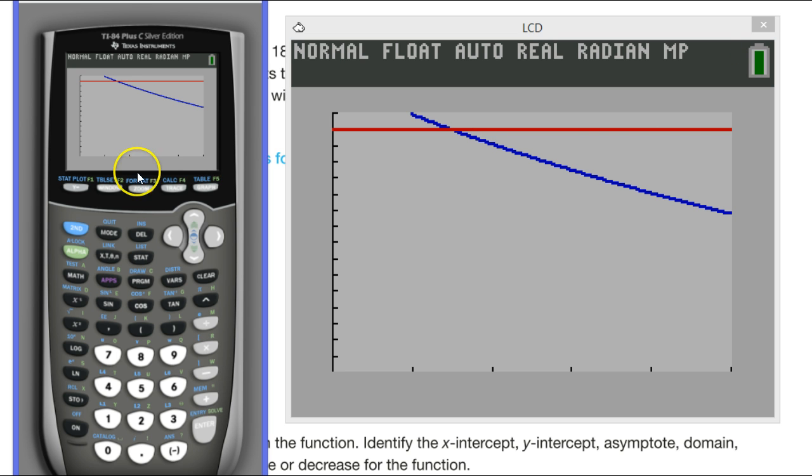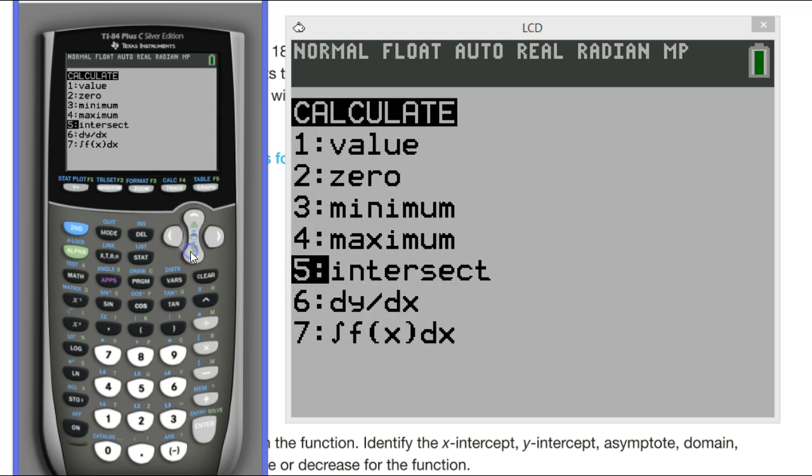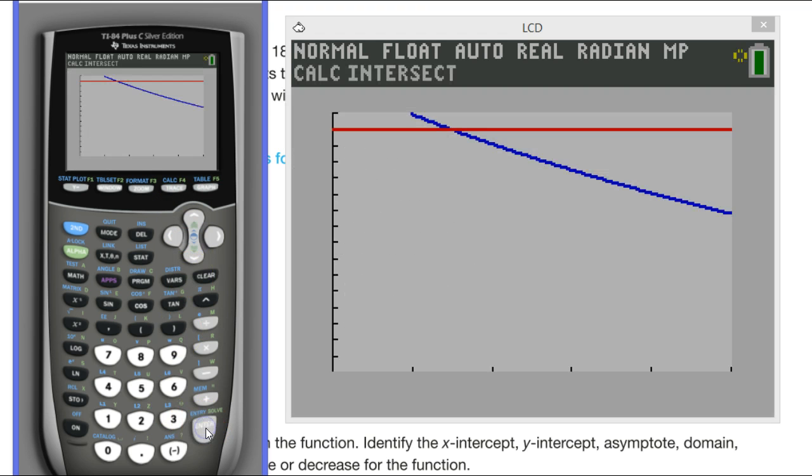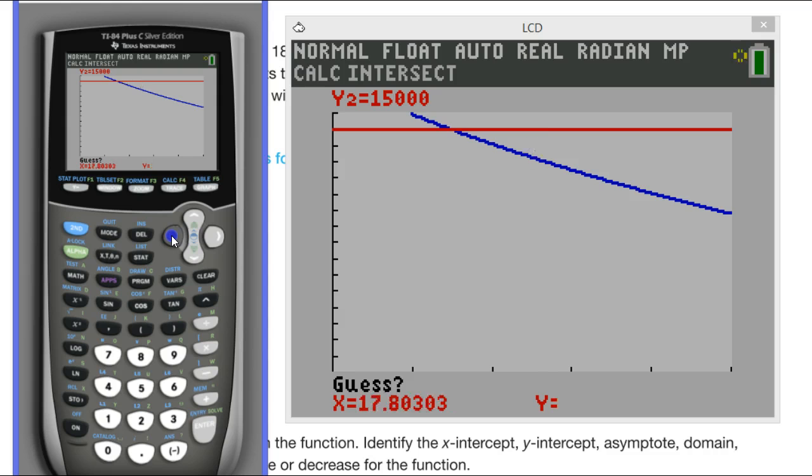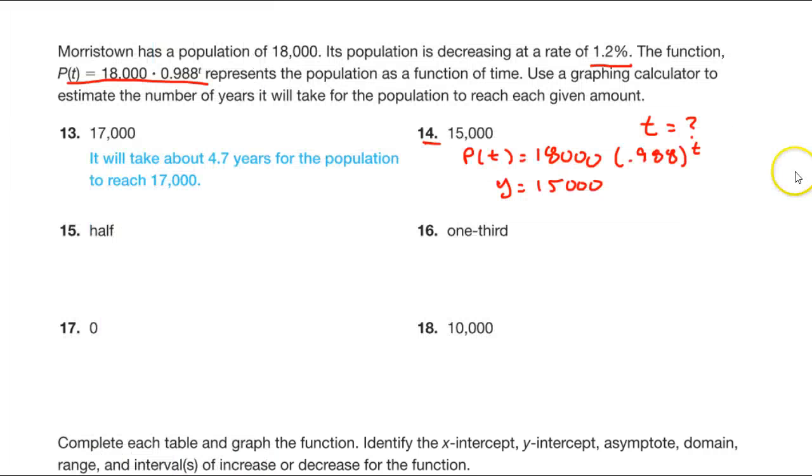So to find that intersecting point, we just go second, calc. Remember, we want intersect. Enter. It asks us for our first curve. That's our first curve. That's our second curve. And then we can just make an initial guess somewhere around there. And the calculator will pinpoint exactly what that intersecting point is, which means at 15,000, which is our red line, it's going to take us 15.1 years. So let's approximate that. We can keep it at 15 years.